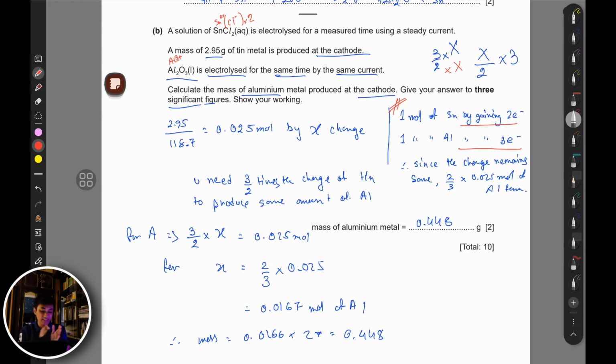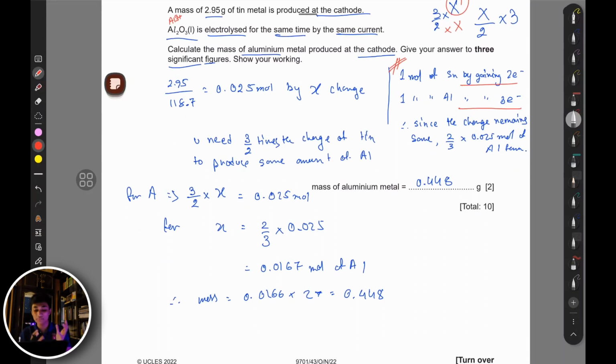Now, do you understand the variation between the charge? Why is there a need for a greater amount of charge for aluminum? Because aluminum is gaining more electrons. How many more? 1 more electron. So comparatively, how much more charge does it need? 3 by 2 into x, or the amount of charge needed for tin. So 1.5 times the charge needed for tin. But now your question is, we don't need the charge, we need the mass of aluminum produced. So how do we go there?